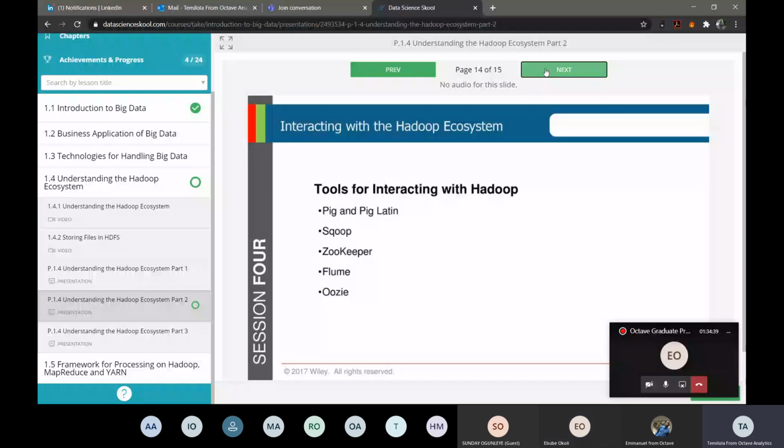Okay, so in the next set of presentations, we'll be looking at other tools used to interact with Hadoop. So someone is asking a question in the chat.